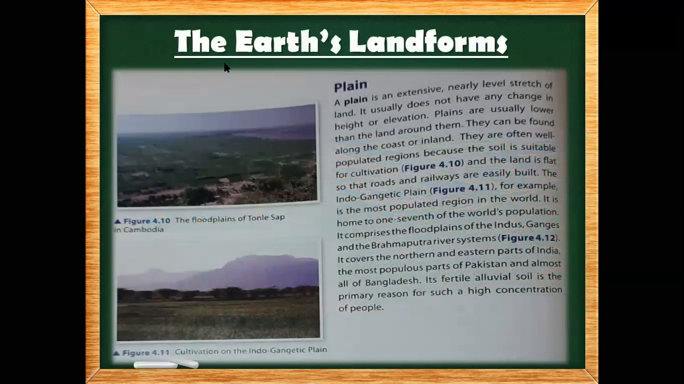So what do we understand about the plain? That plains are good for humans because humans use them for roads, for railways, for growing crops, and they are straight. The Indo-Gangetic Plain is an example. One more thing, plains are populated regions. Why? Because people use them for their use.